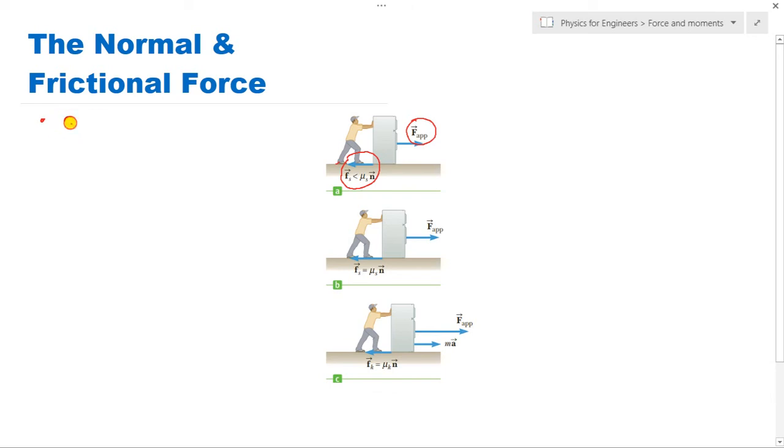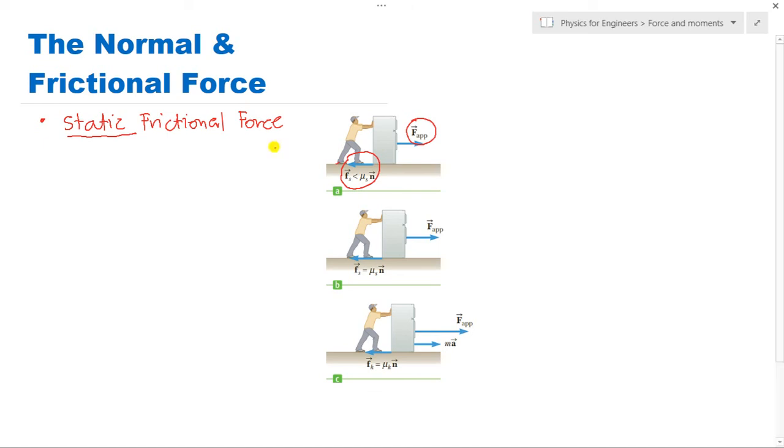The first one is static frictional force. It is called static frictional force because this is the force that you should overcome before the object moves. It is difficult to start moving an object, but it is easier to move an object that is already moving. So the static frictional force has a bigger value.